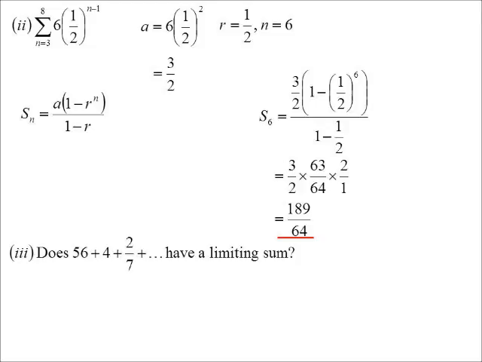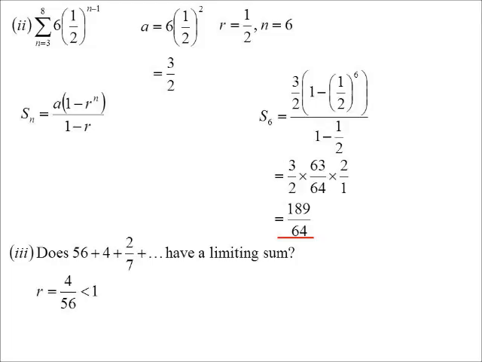So the question is, does this particular pattern have a limiting sum? It's the sort of question that sometimes I like to ask because they want to know, do you know the condition for a limiting sum? Well, the condition was the ratio had to be in between -1 and 1. And that's basically what we're trying to find here. Well, what is our ratio?